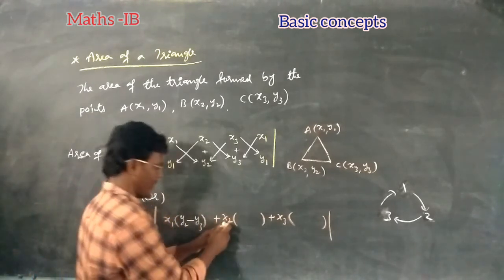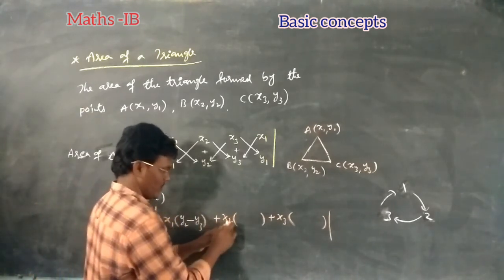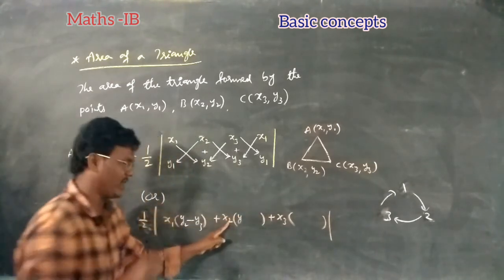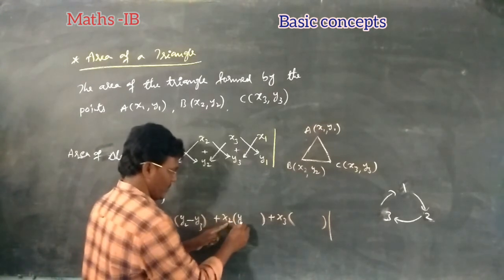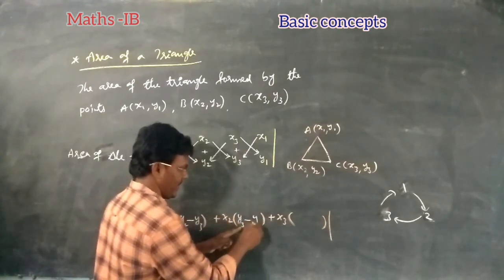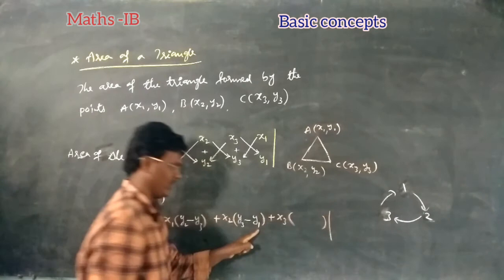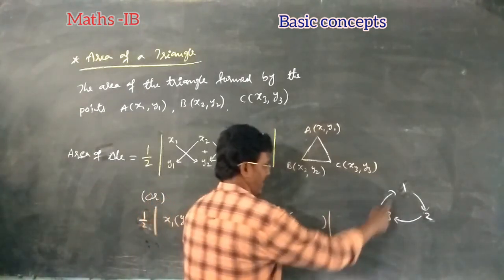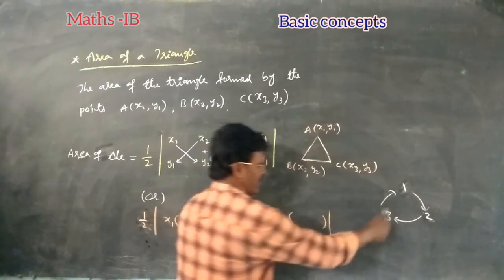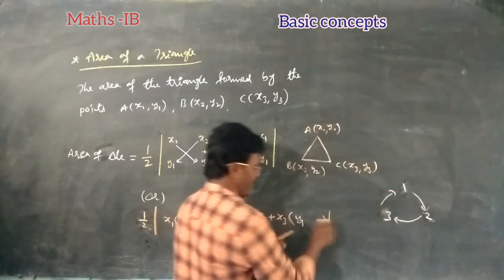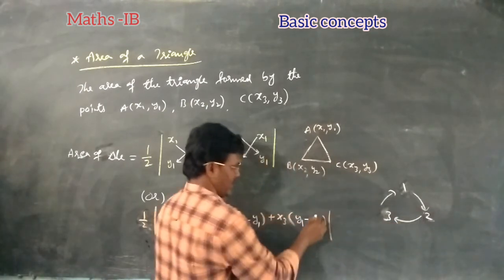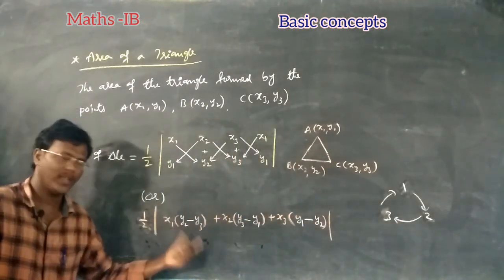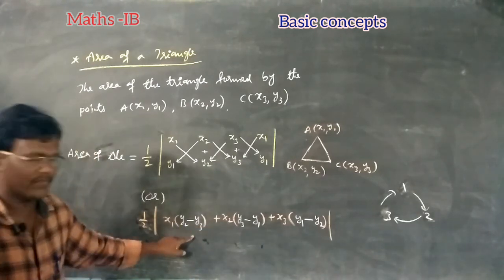Clear? Next, here x2. After 2 we get 3. I have to take only the y coordinates inside. After 2 we get 3, after 3 we get y1, that is y3 minus y1. Next x3: inside the bracket after 3 we get 1, that is y1 minus, after 1 we get 2, that is y2. Simple trick. We can easily calculate the area of a triangle using this formula.